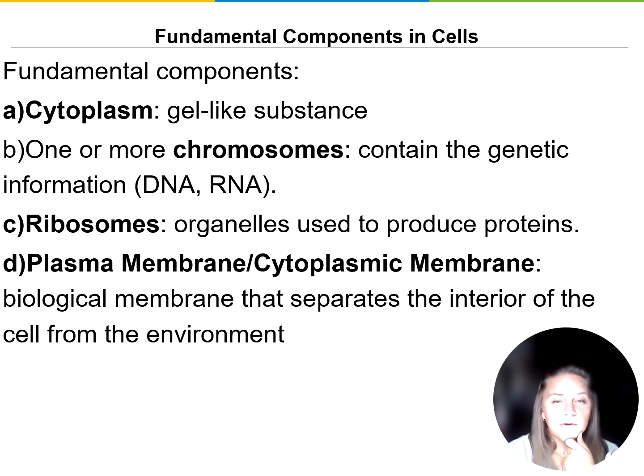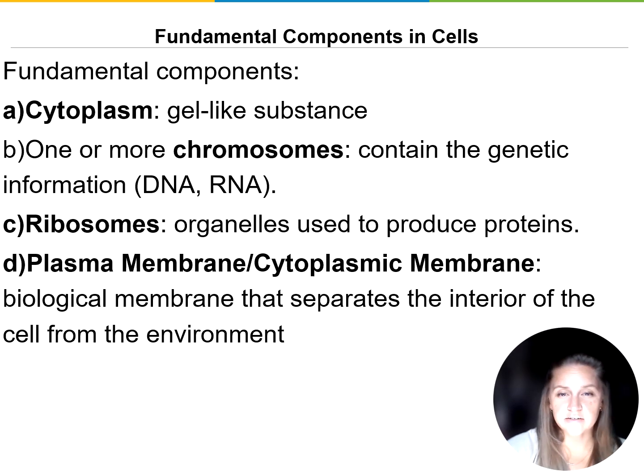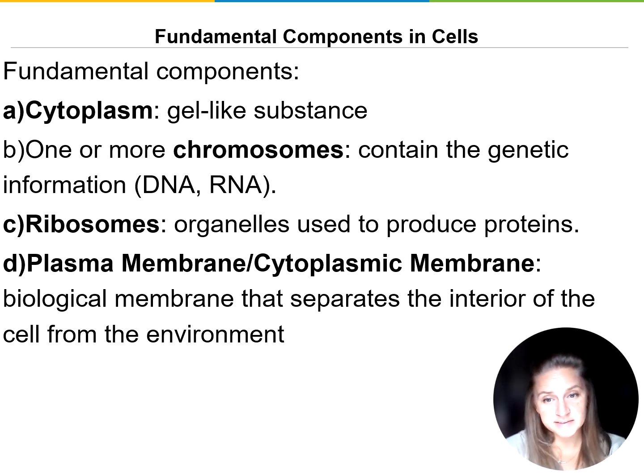So fundamental components for cells are cytoplasm. Sometimes you see this called cytosol. The difference between cytoplasm and cytosol, not really important. You'll kind of see them used interchangeably. They have at least one chromosome, which contains the genetic material. We're going to talk about genetics later. We'll talk about how many chromosomes different organisms have. Ribosomes, these are the organelles where we make proteins. Protein synthesis happens on a ribosome.